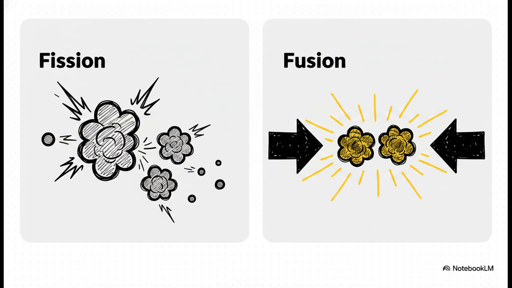Fusion is the exact opposite. 2 highly energetic, very light nuclei, like hydrogen, are literally forced to join into a heavier one, like helium. This requires incredible temperatures and massive pressures to overcome the natural repulsion between the nuclei, which is exactly what's happening right now in the core of our sun.